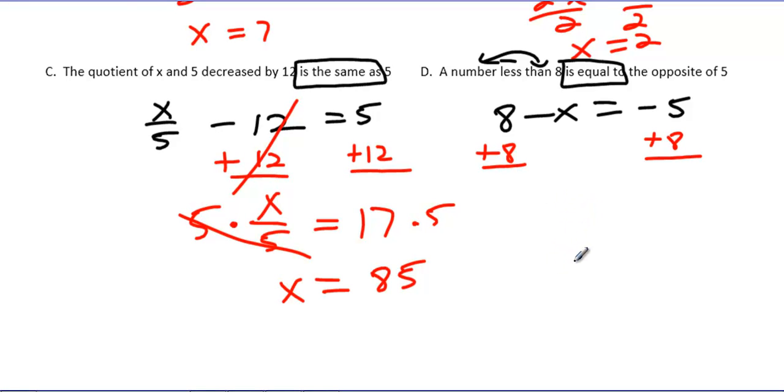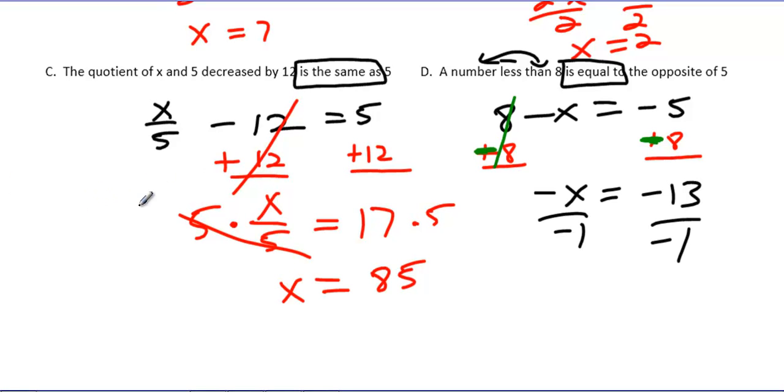The problem is 8 plus 8 is 16. We need 0. So what we should have been doing is subtracting this from both sides, because 8 minus 8 is 0. That cancels out. And that leaves me with a negative x. And over here, remember I'm subtracting, same sign, add, keep the sign, that's negative 13. Divide by negative 1, and x is equal to positive 13.